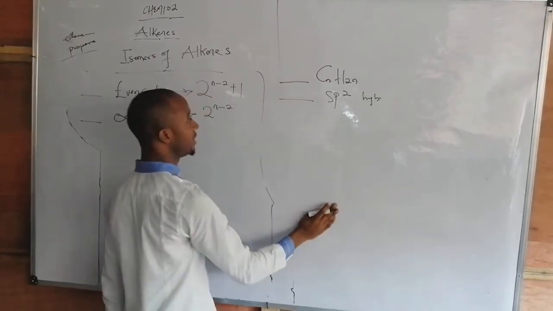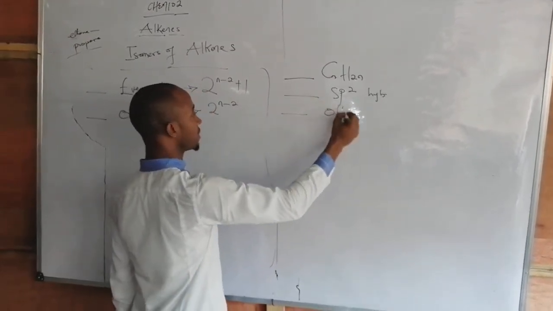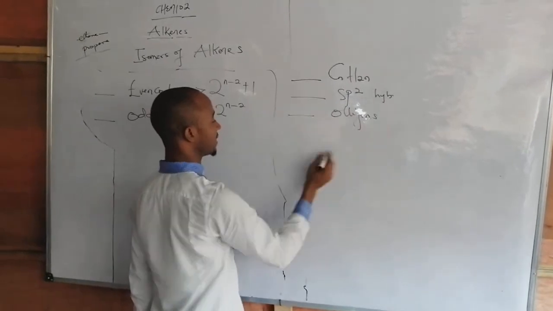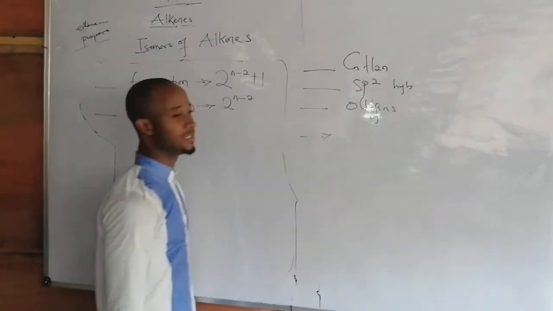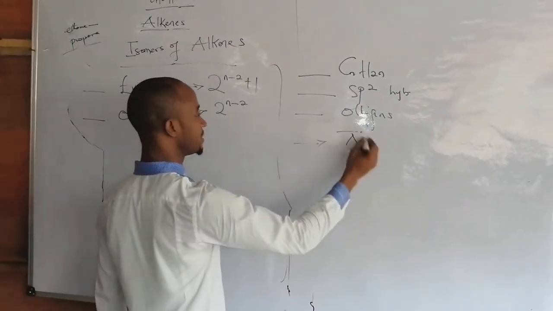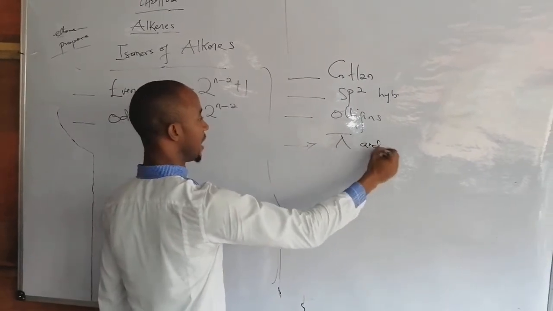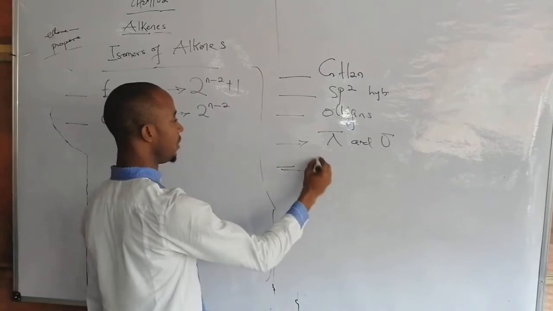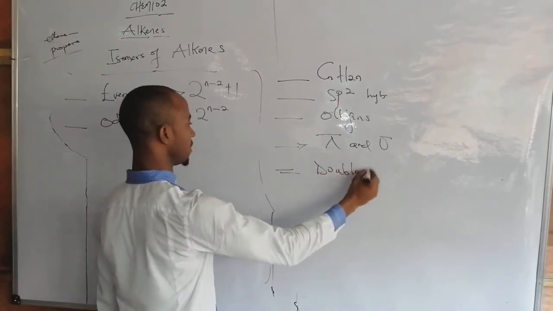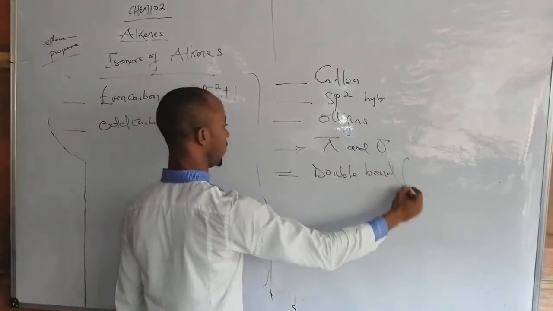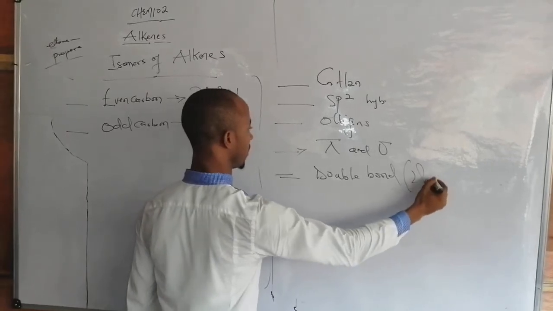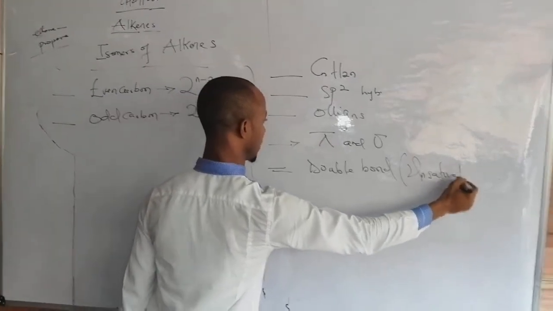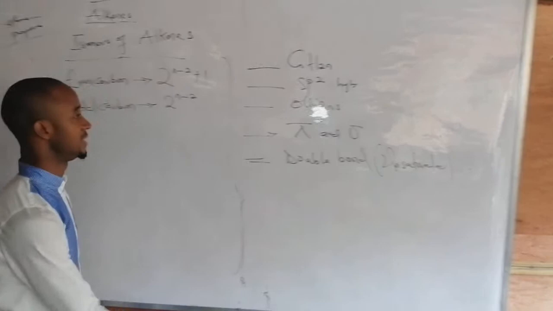Alkenes are also called olefins. We say alkenes have both pi and sigma bonds present in them, and they have a double bond, meaning they are unsaturated. These are alkenes.